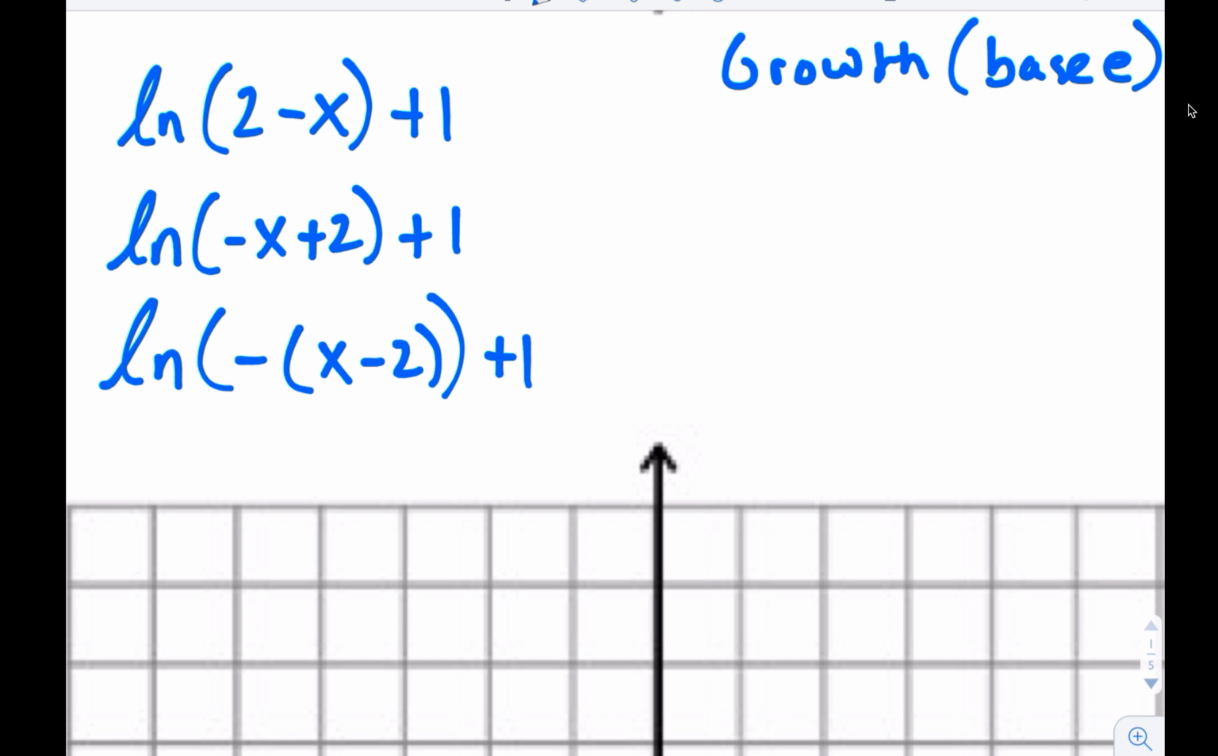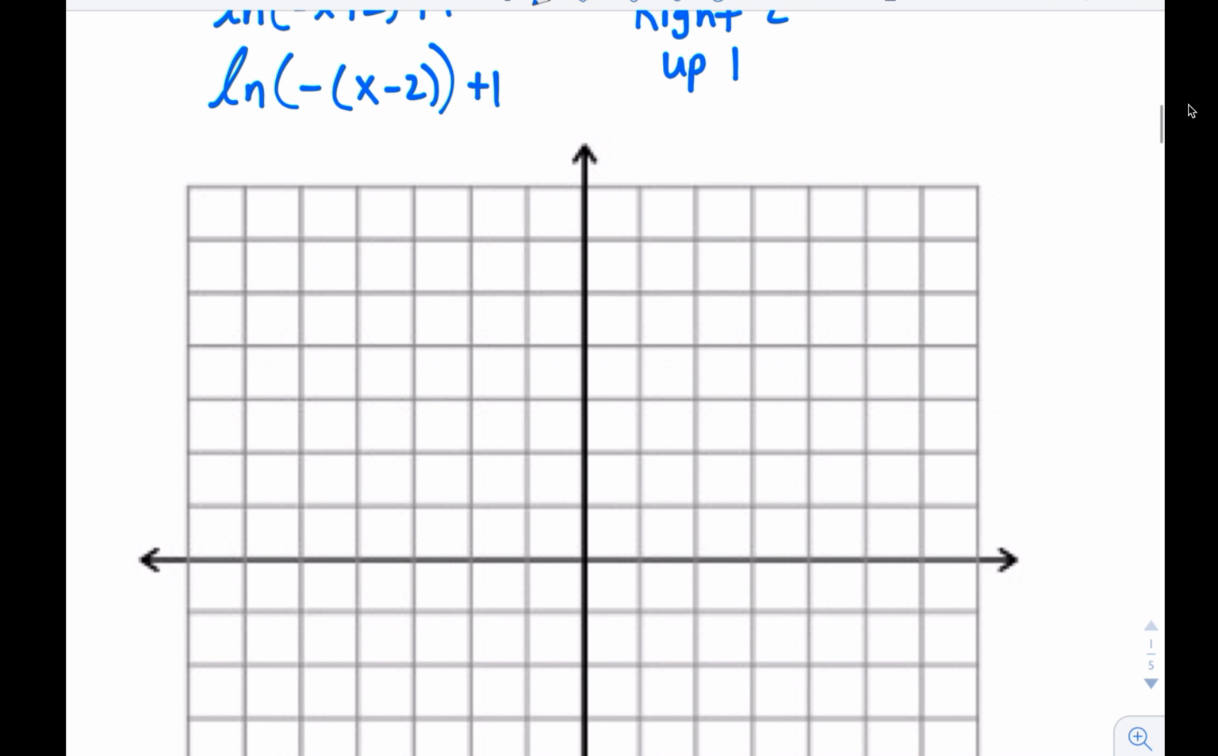All right, so because of the negative there on the inside, I have a reflection over the y-axis. I'm going to be moving it right 2 and then up 1. So when I do this graph, I want to do the reflection first and then the shifts up or down, left and right.